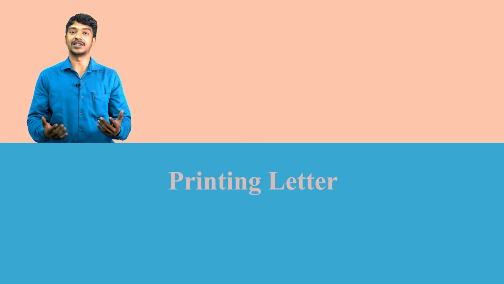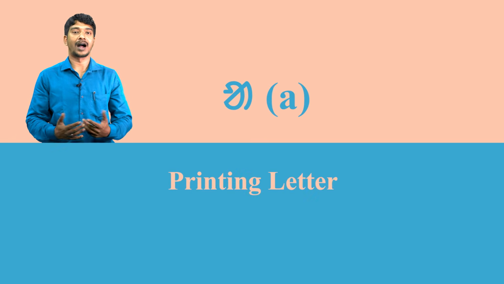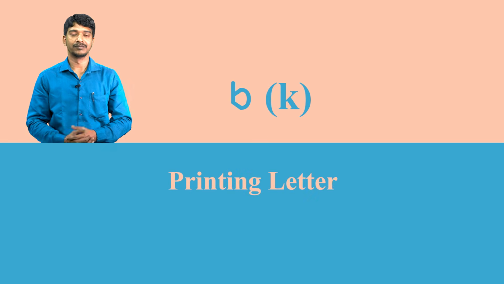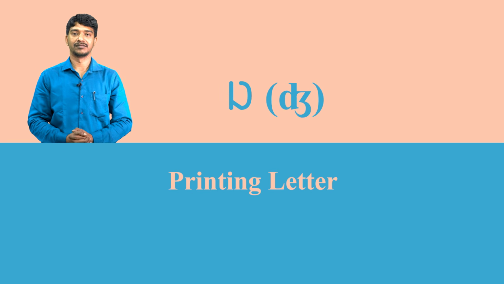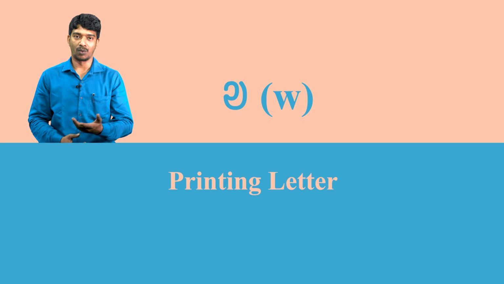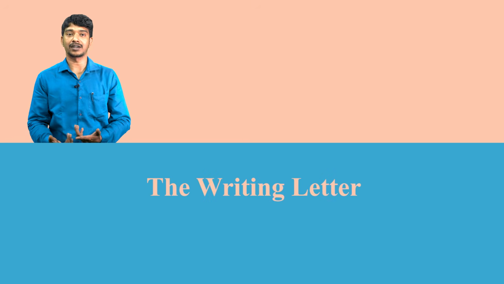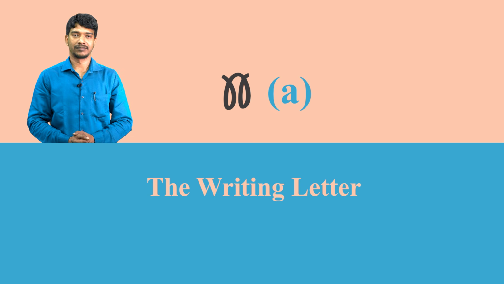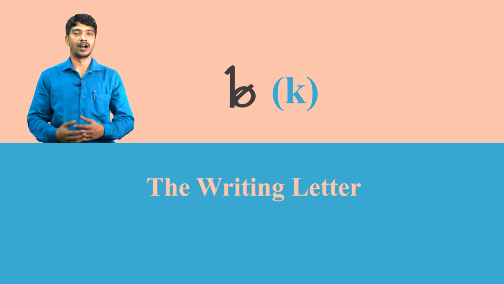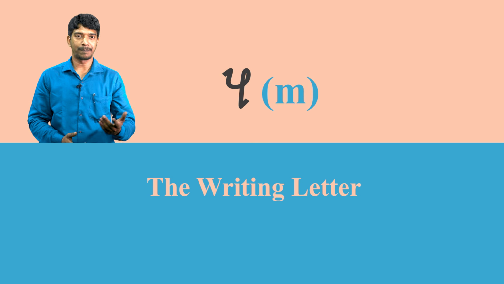In today's class, we will discuss set 2 of the Santali alphabet, series A. First, we see the printing letters: A, Ak, I, Aw. Then we see the writing letters: A, Ak, I, Aw. Dear learners, A is a vowel and the others are consonants.